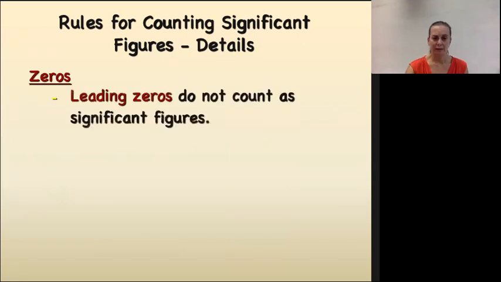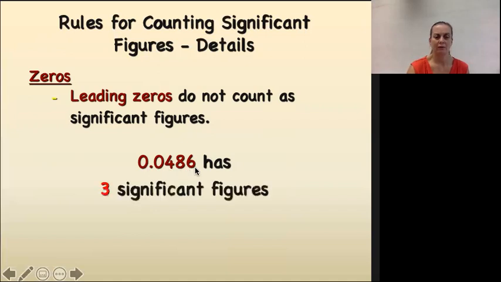So leading zeros, these are zeros on the left-hand side of the number, and we generally only see these when we have a decimal. Leading zeros do not count as significant figures. Let me say that again. Leading zeros never count as significant figures. So if we look at this number, 0.0486, these are leading zeros. They do not count. This has only 3 significant figures.